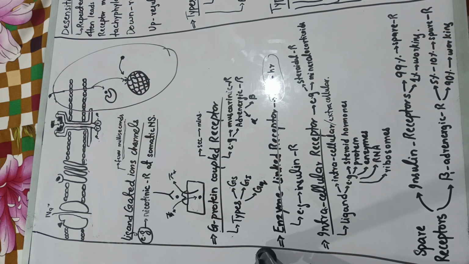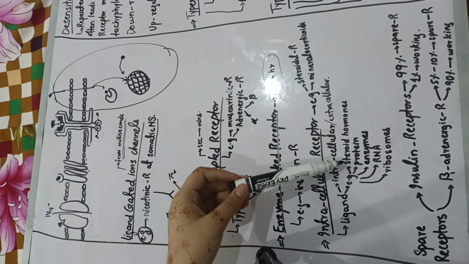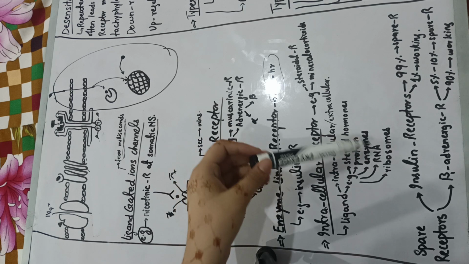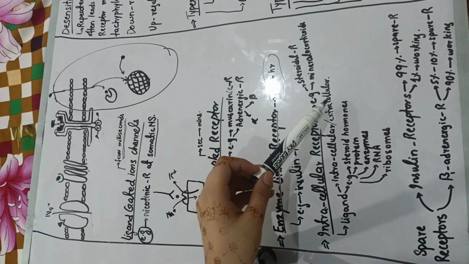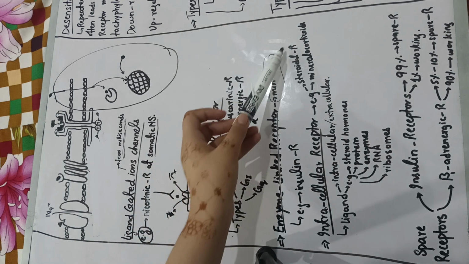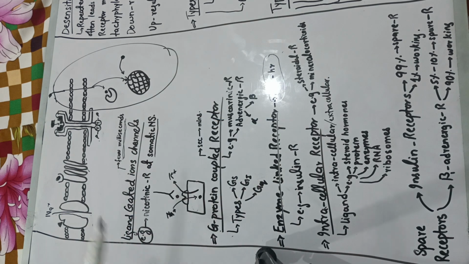And what are the examples of these intracellular ligands? Here the examples are given, like steroidal hormones, protein, enzyme, RNA, ribosome. They are present inside, but there are some extracellular ligands like steroidal hormones. They have to cross the membrane and then bind. So there are some hormones which are present inside and some which are present outside, so there is a difference.